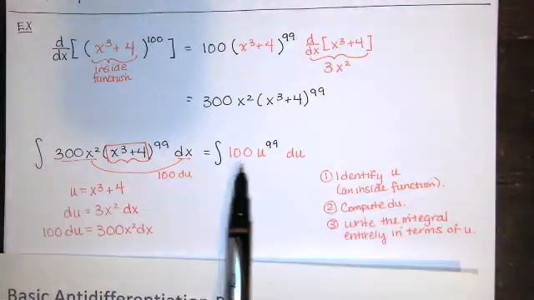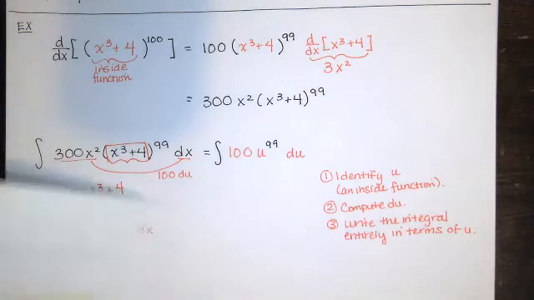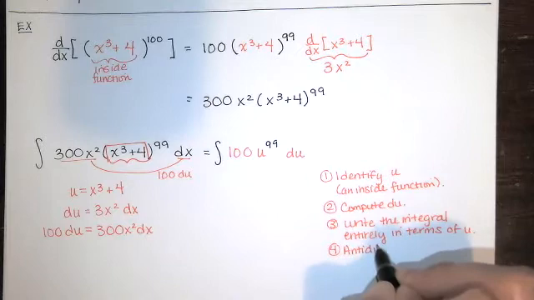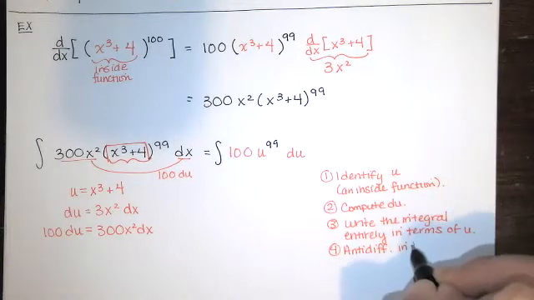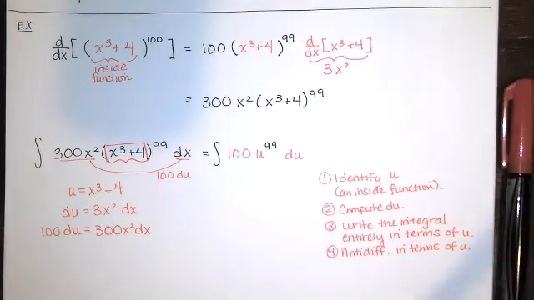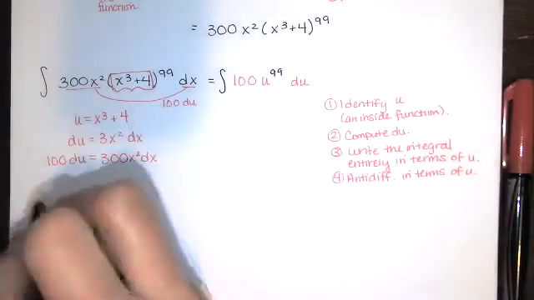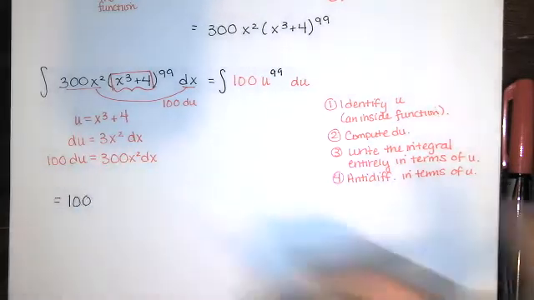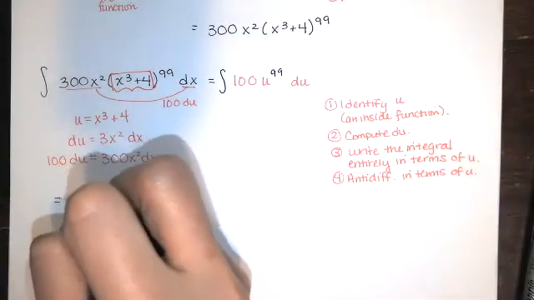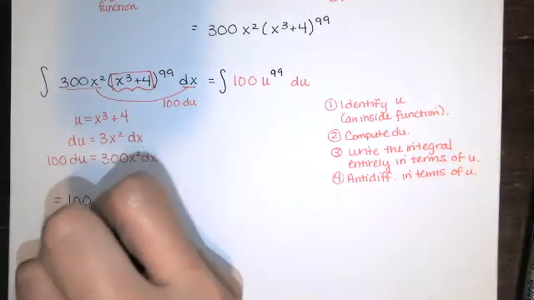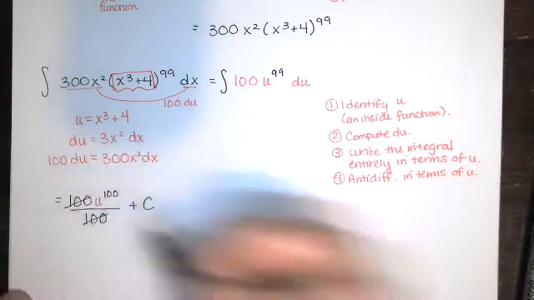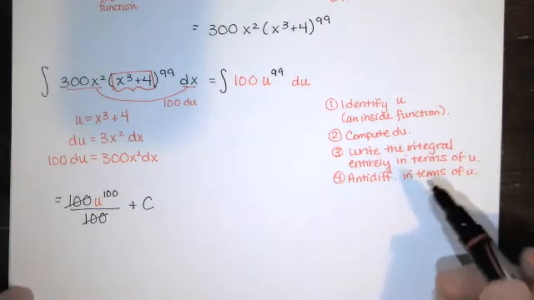So I can say, yes, I've written my integral in terms of u. I do have a basic rule for that. Then we anti-differentiate that in terms of u. Okay, so I've got that. I bring my 100 down. Then we bring our u down, add 1 to the exponent, divide by the new exponent. Don't forget to add c. The 100s reduce. So we anti-differentiate.